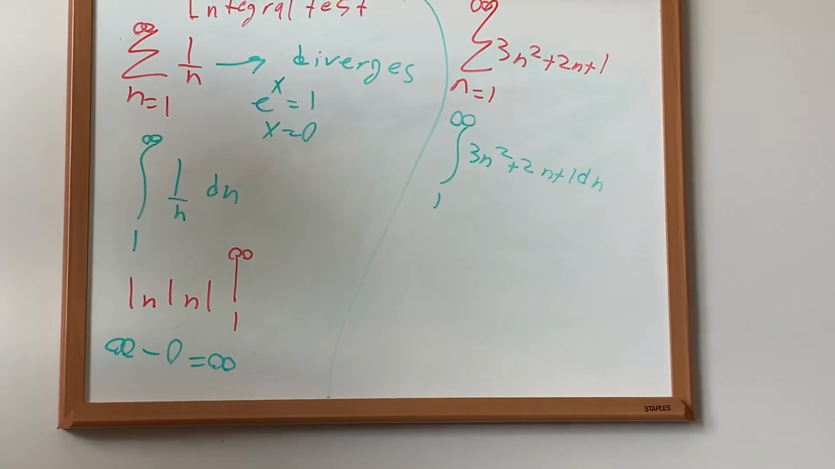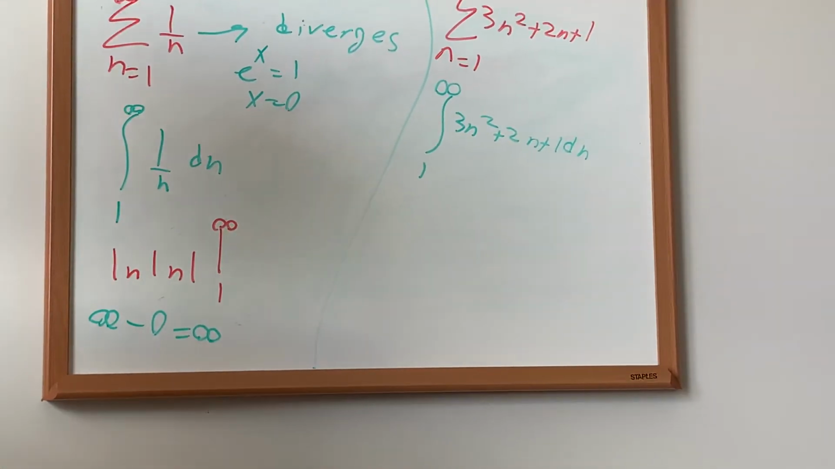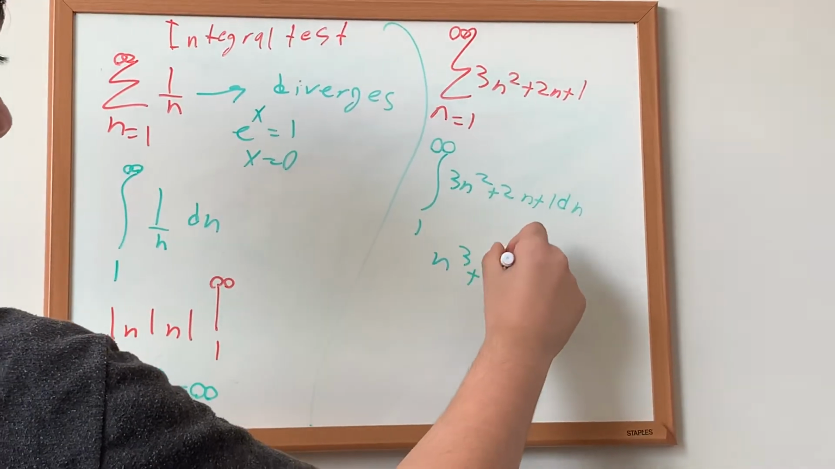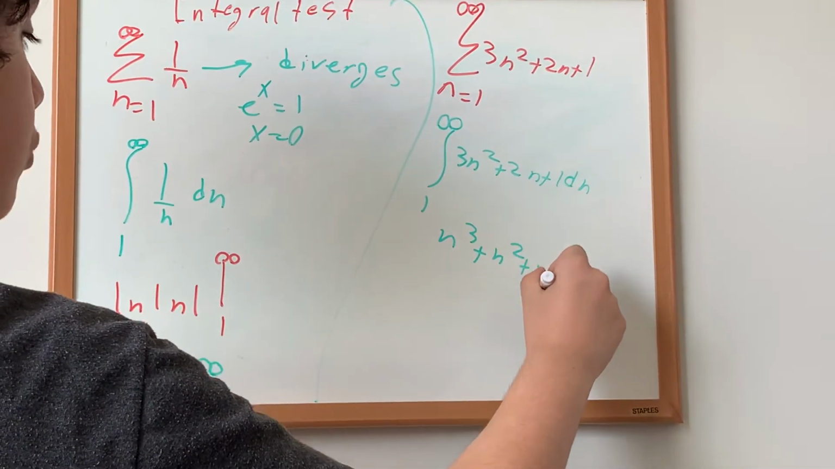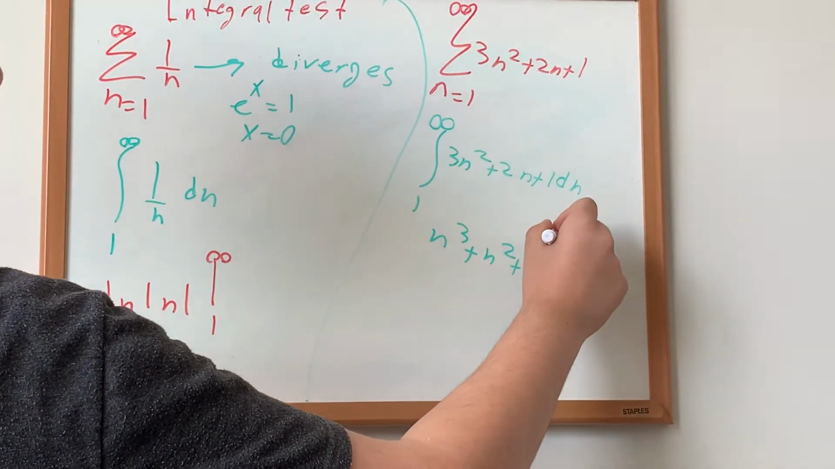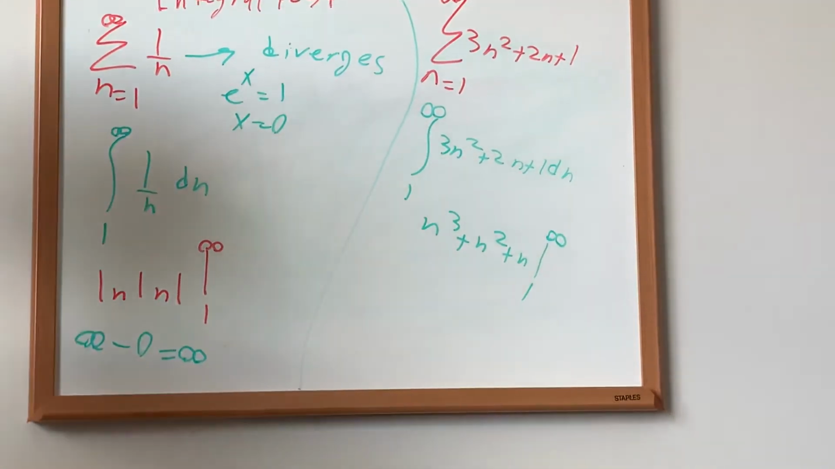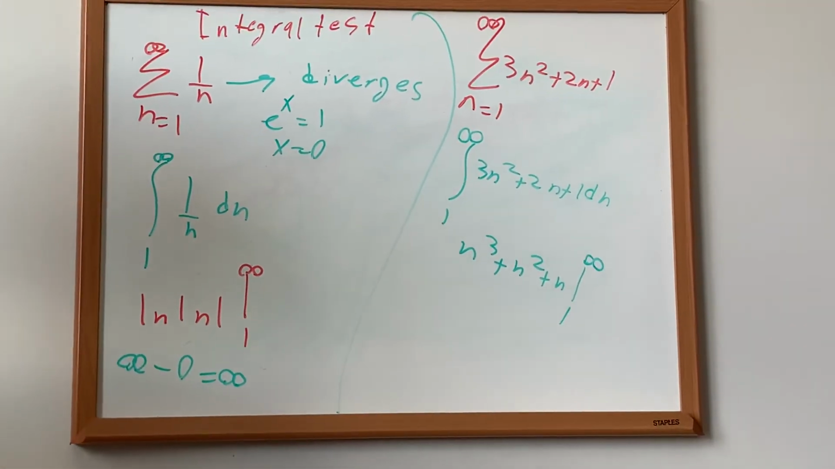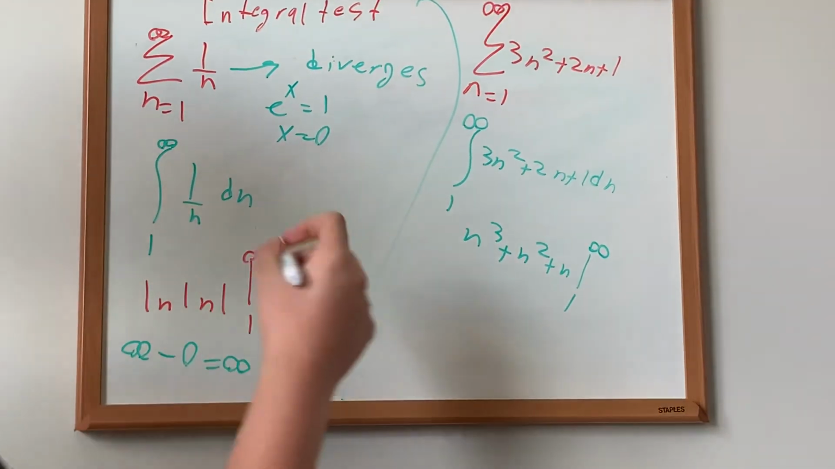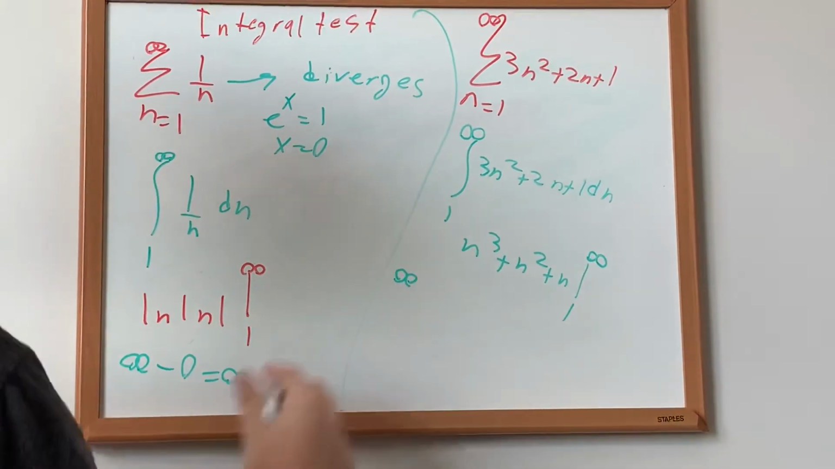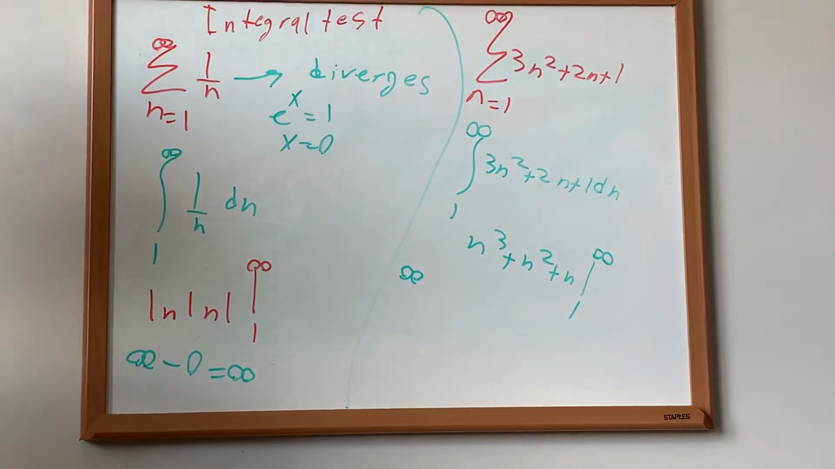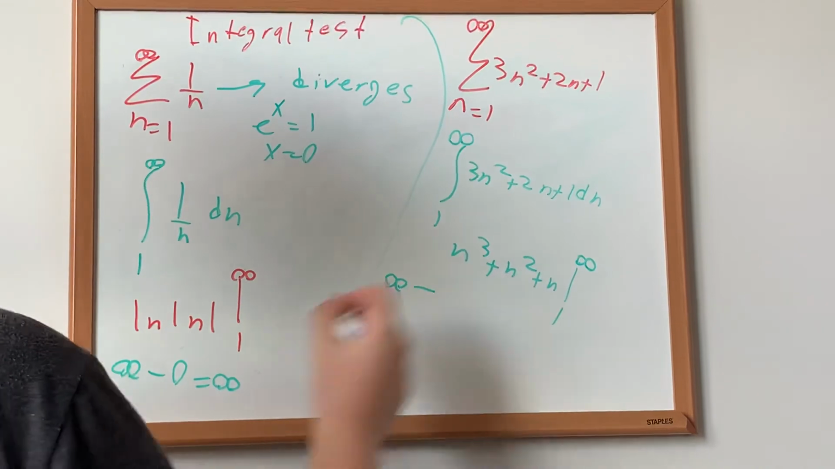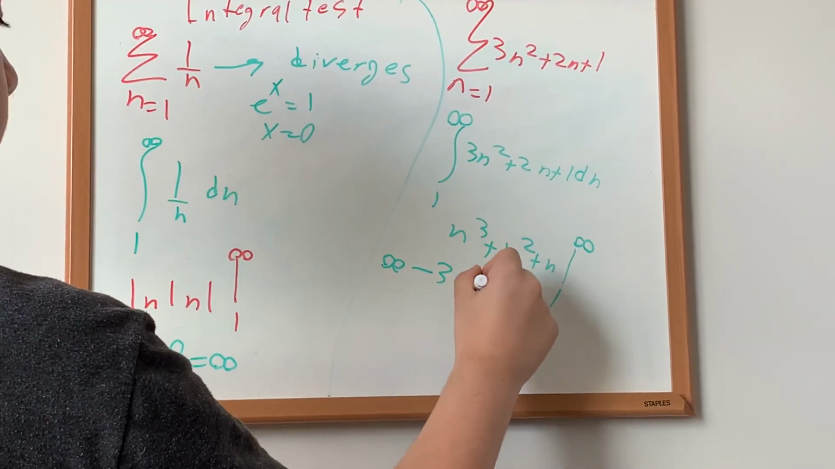Now what we do is we use the power rule. So the integral of 3n squared plus 2n plus 1 is n cubed plus n squared plus n. We want to calculate it in the interval from 1 to infinity. So if we plug in infinity, we get infinity cubed plus infinity squared plus infinity. All of those values just equal infinity. And if we put in 1, we get 1 cubed is 1, plus 1 squared is 1, plus 1. We get infinity minus 3, which is just infinity.